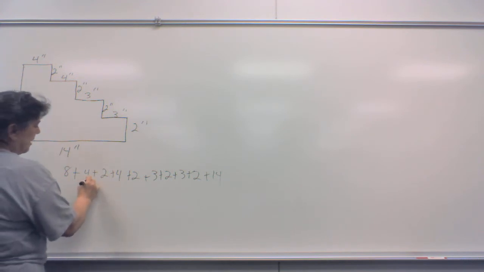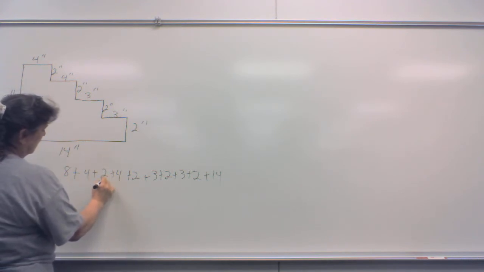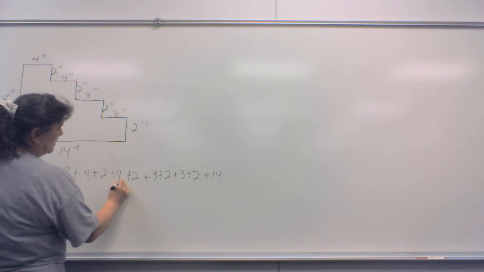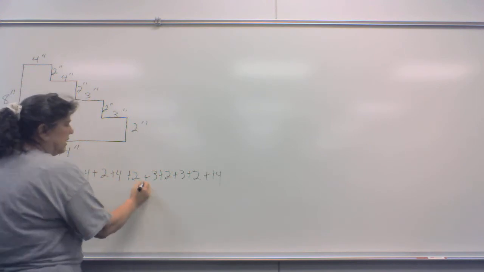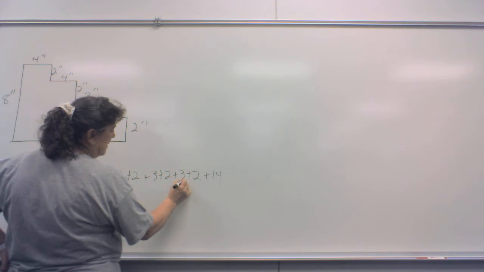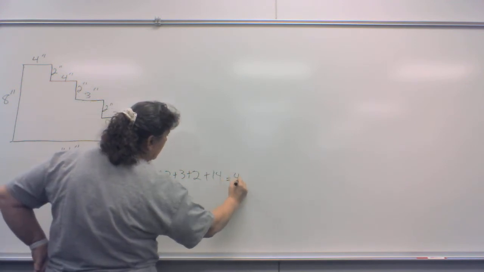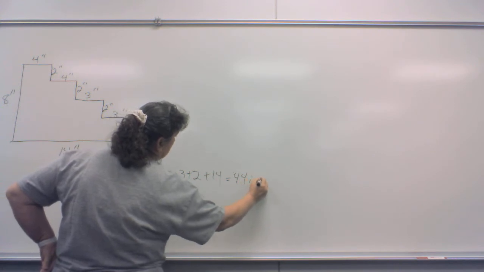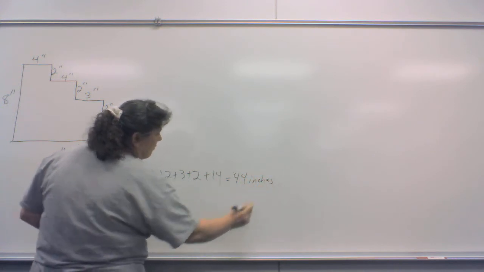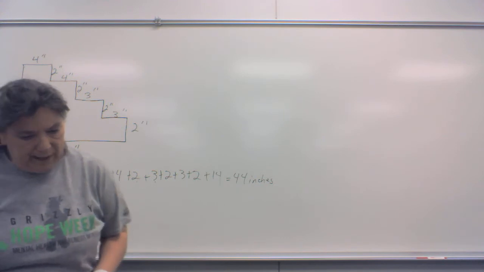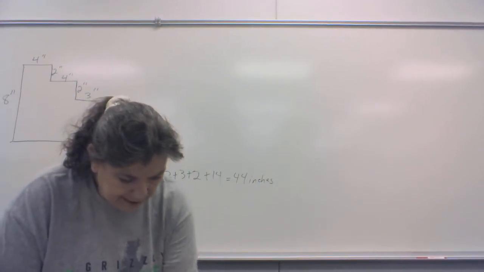So I've got 12, 14, 18, 20, 23, 26, 30, and 44. So this is 44 inches. It's how long it is to go all the way around that particular shape.